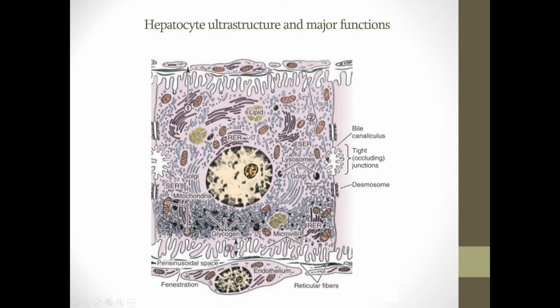Now, which structures are inside the hepatocyte? First of all, many mitochondria, well developed rough endoplasmic reticulum, then smooth endoplasmic reticulum also, then Golgi apparatus, lysosomes, lipid droplets, then also peroxisomes and glycogen granules. In liver, lipofuscin granules also are present.